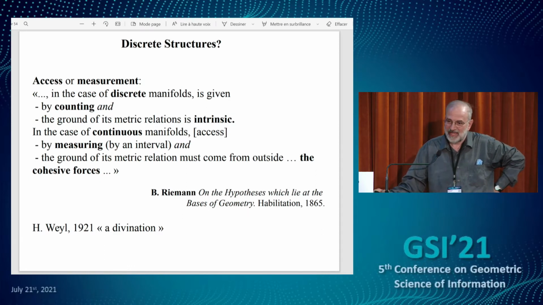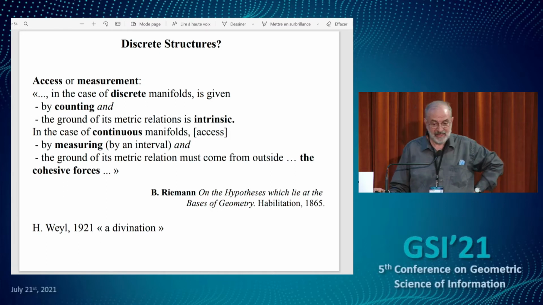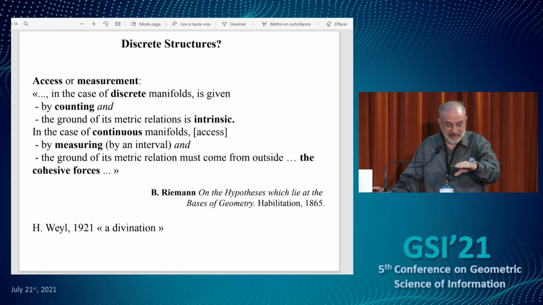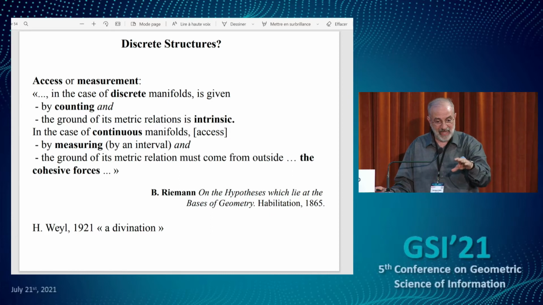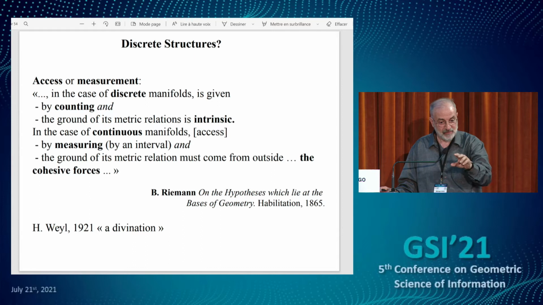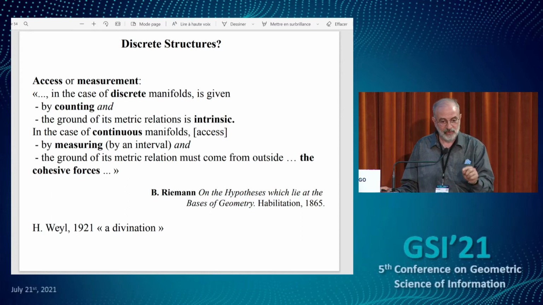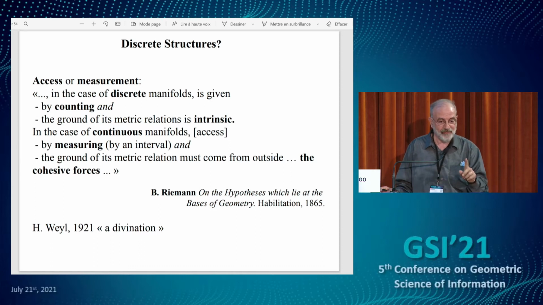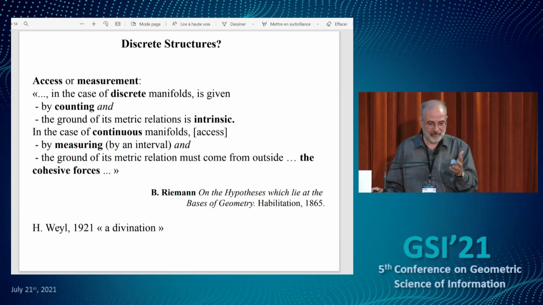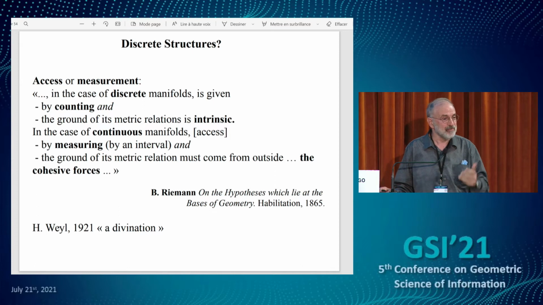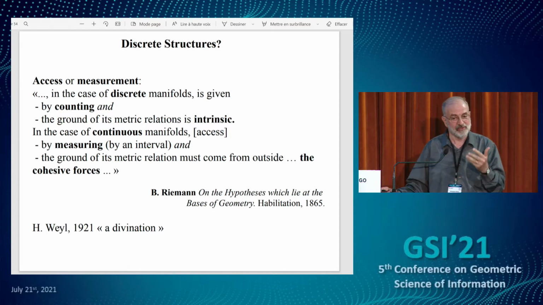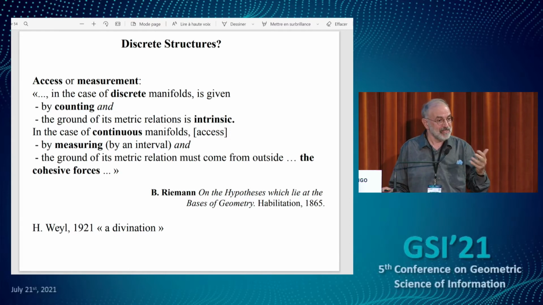Riemann had a beautiful insight into the difference between these two different ways of organizing geometric knowledge. I'm cutting the sentence, but it is a quotation. In the case of discrete manifolds, measurement or access is given by counting, and the ground of the metric relations is intrinsic. In the case of continuous manifolds, access or measuring is given by an interval of classical physics, and the ground of the metric relations must come from outside, the cohesive forces acting between bodies. Correctly, Hermann Weyl mentioned this as a divination, because you understand these cohesive forces is gravitation. This opens the way to Einstein's equivalence between gravitation and inertia.